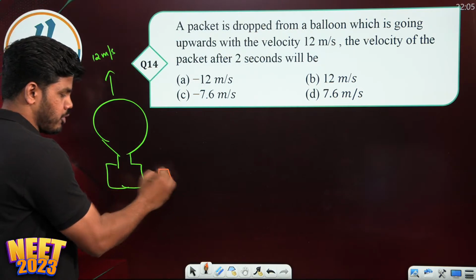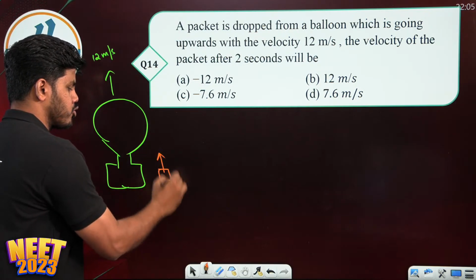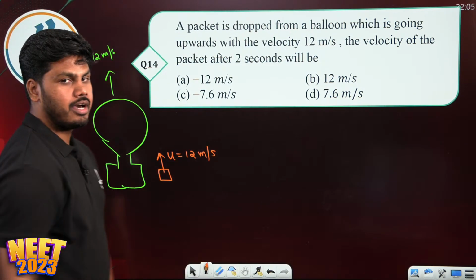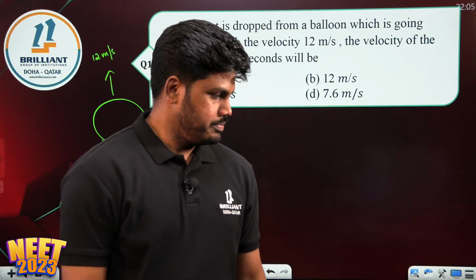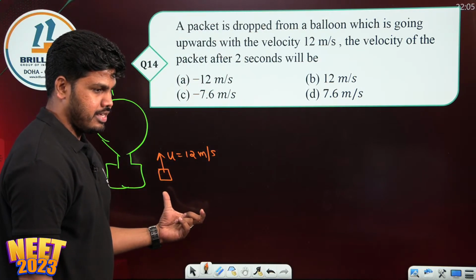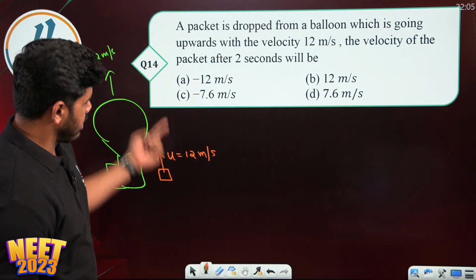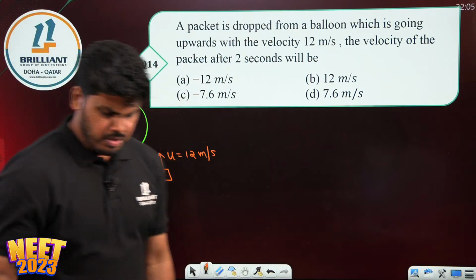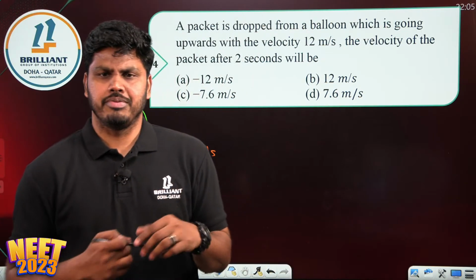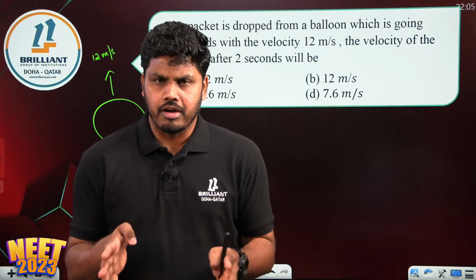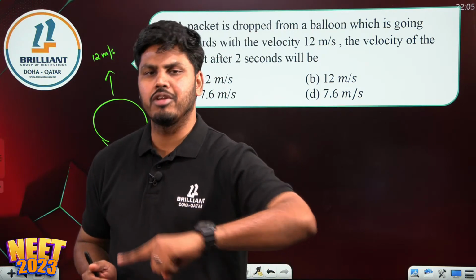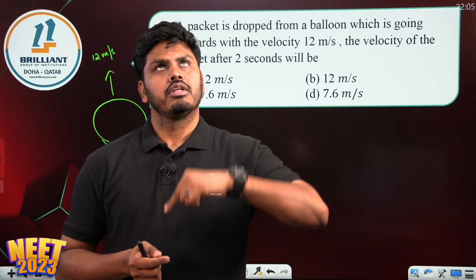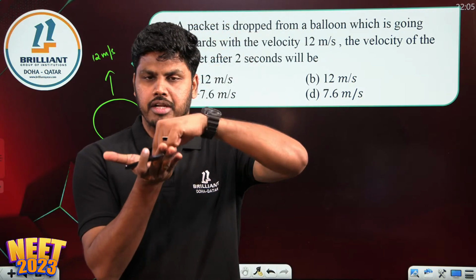But what actually happens to this packet? This packet also has an initial velocity of 12 meters per second in the upward direction. Do you agree? The packet has an upward velocity of 12 meters per second. Because we have done these examples before, like when you sit inside a car running at 60 km/h, if you toss a coin, that coin comes back to exactly your hand, right?